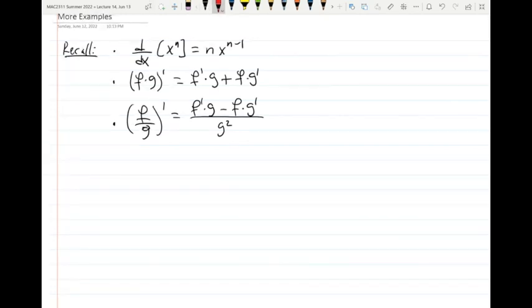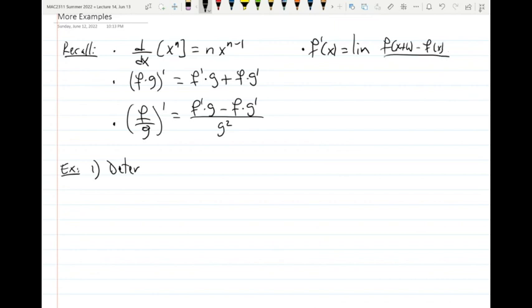Now that we have these little rules, let's do some examples. Example number one, I guess, so we don't forget, what's the definition of the derivative? The limit of f of x plus h minus f of x over h, as h approaches 0. Don't forget that because there will be instances in which you may need it.